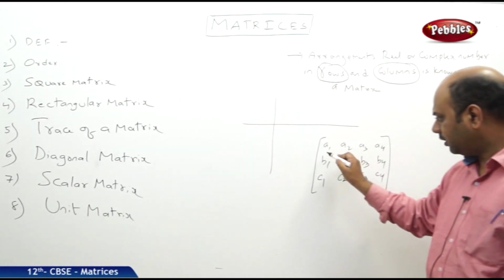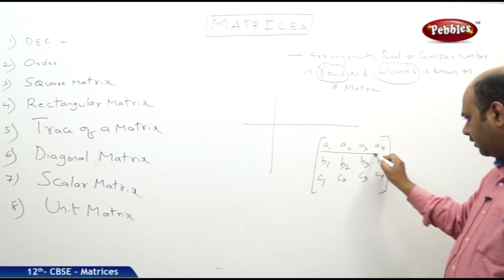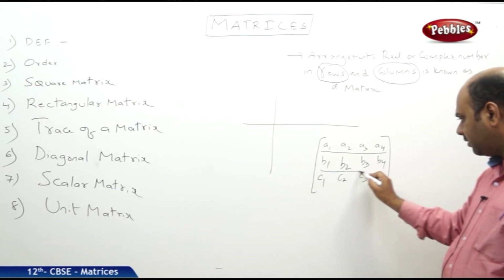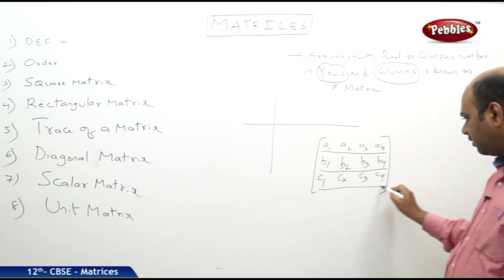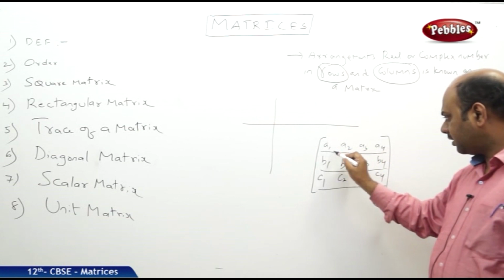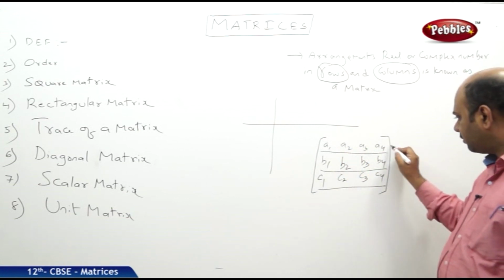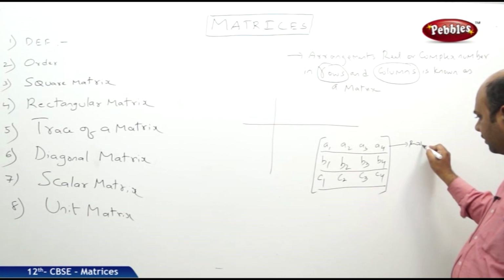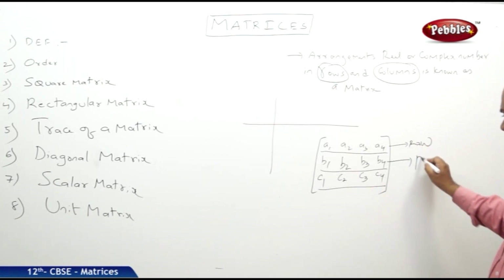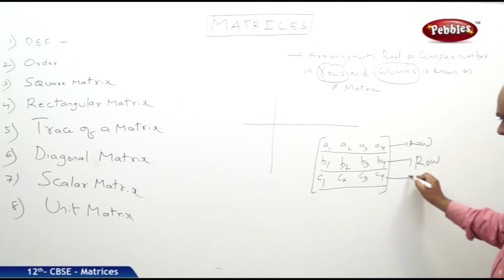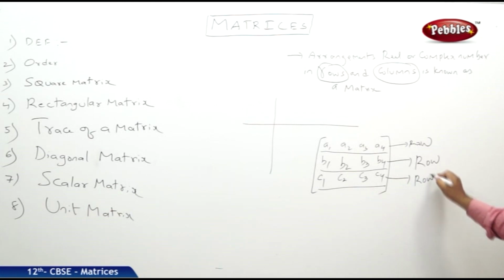If you observe carefully, this is a horizontal line, this is a horizontal line, this is a horizontal line. That means elements are arranged in horizontal lines. So this I call a row, this also a row, this also a row.